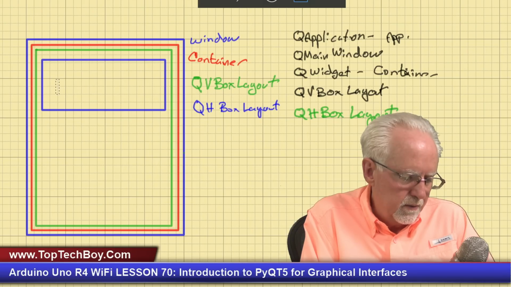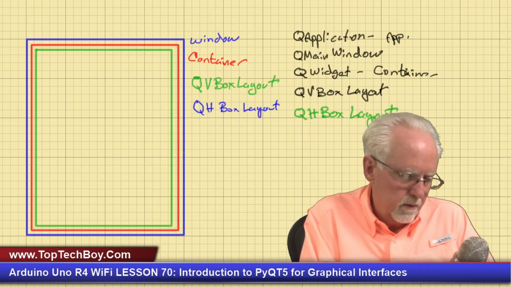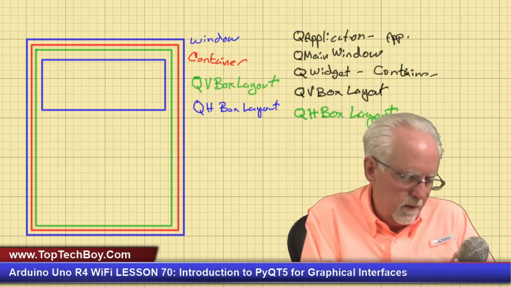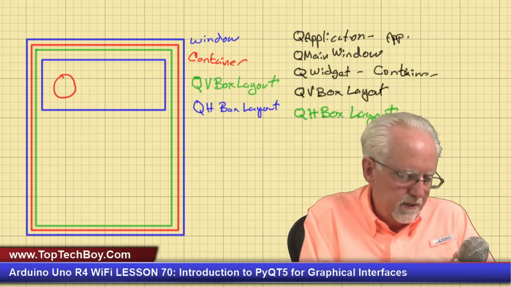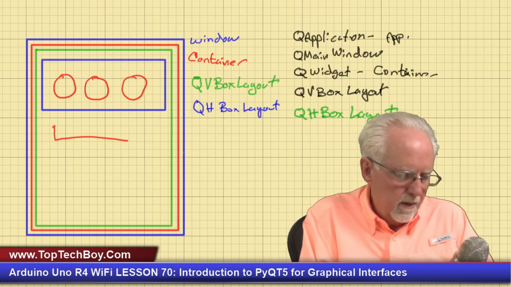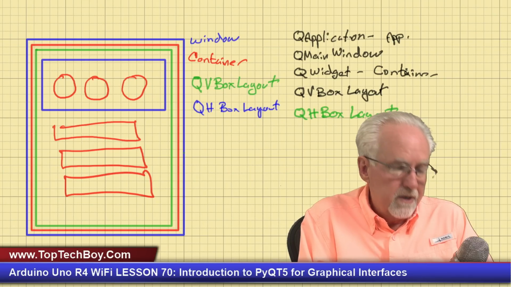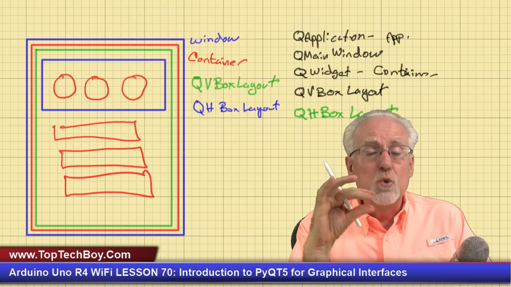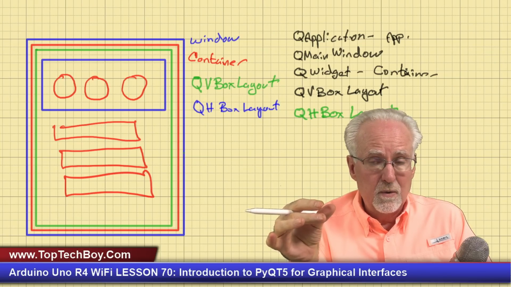They're going to go left to right because this is a horizontal box. But now if I put some things down below, they're going to stack vertically. Okay. So what I find is one level of nesting works really well.